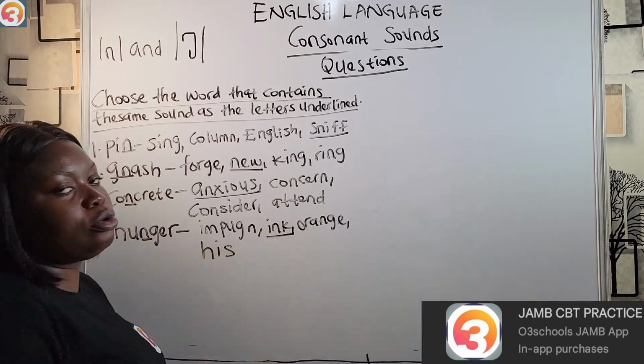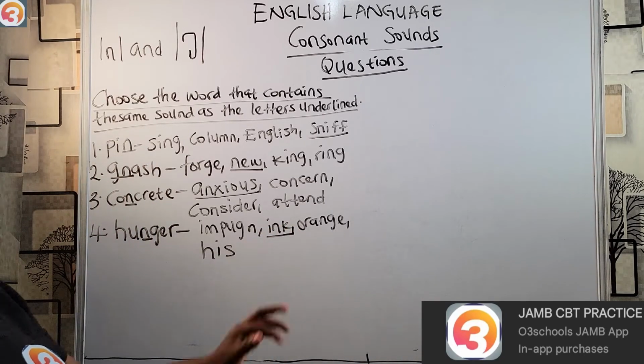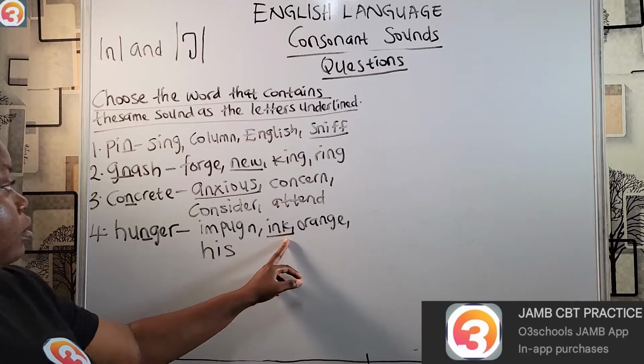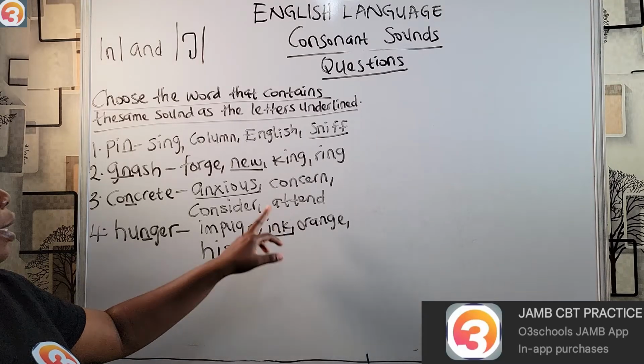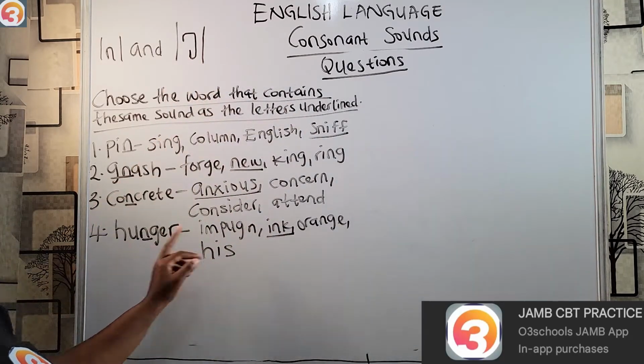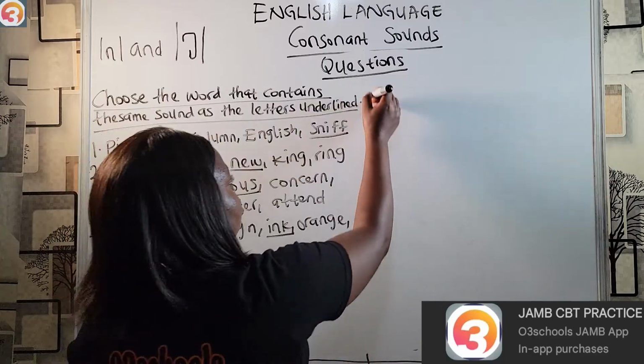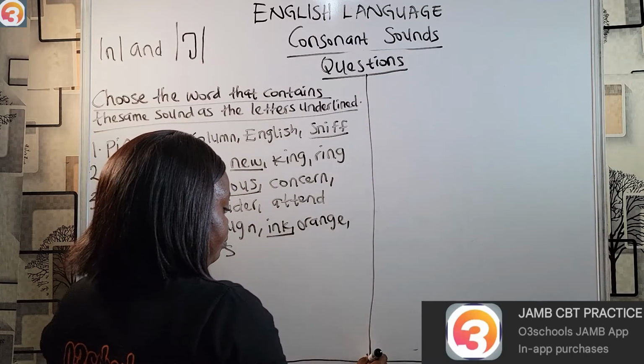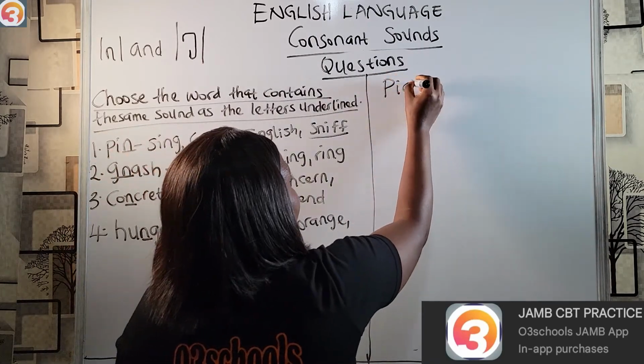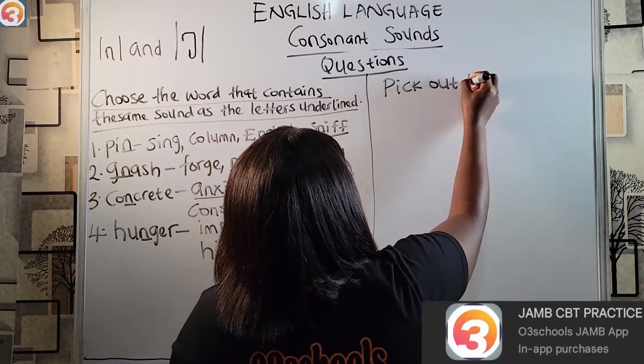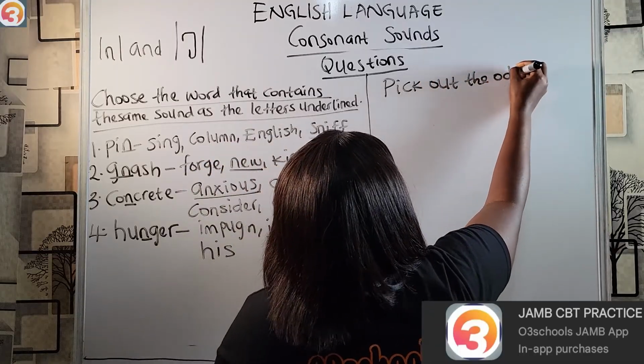The N is coming before consonant K. We can hear the N before the consonant sound K. So it means the N here contains the ng. Same thing, same sound as what we are asking in the question. That becomes our answer. And then if you have to pick out odd words, pick out the odd words.